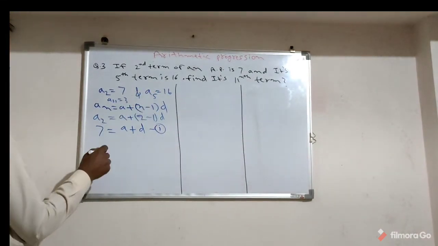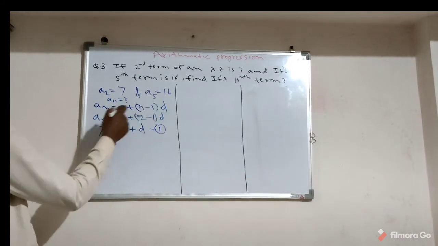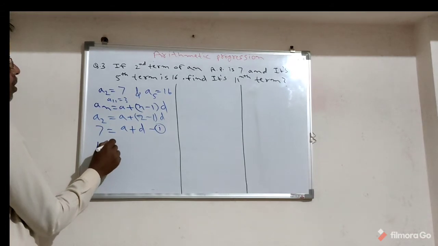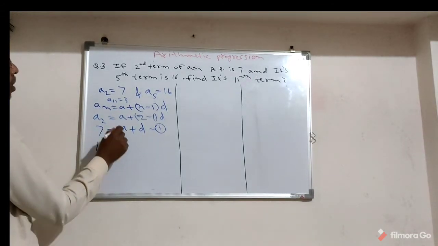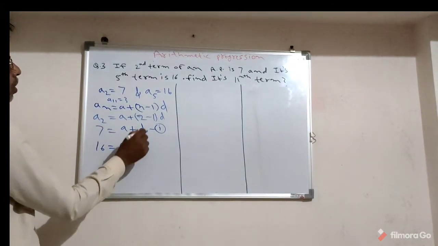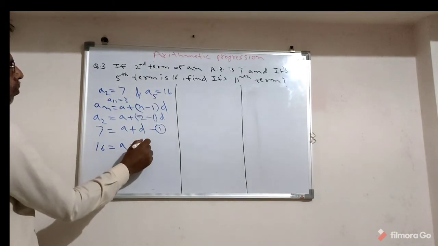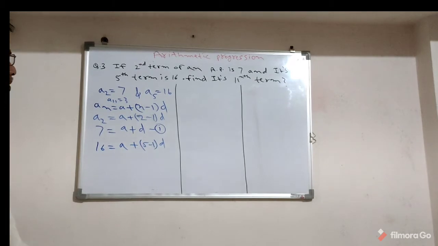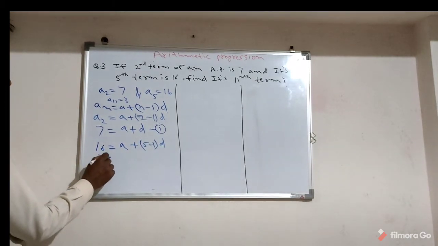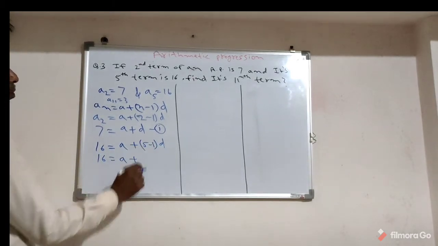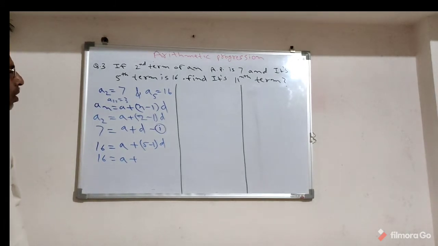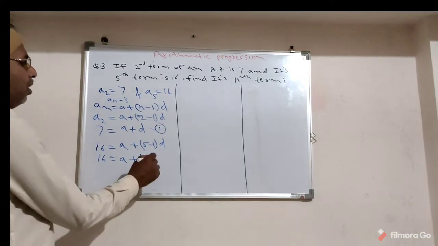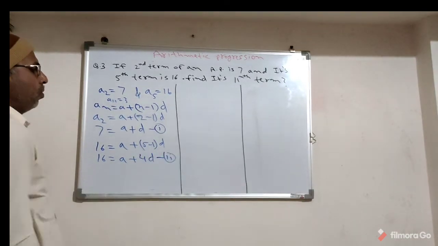Now we put the value for A5 in this formula. The value of A5 is 16, equal to A, which is not given, plus n, which is 5, minus 1, into D, which is not given. Then 16 equals A plus 4D, since 5 minus 1 is 4. This is known as equation 2.